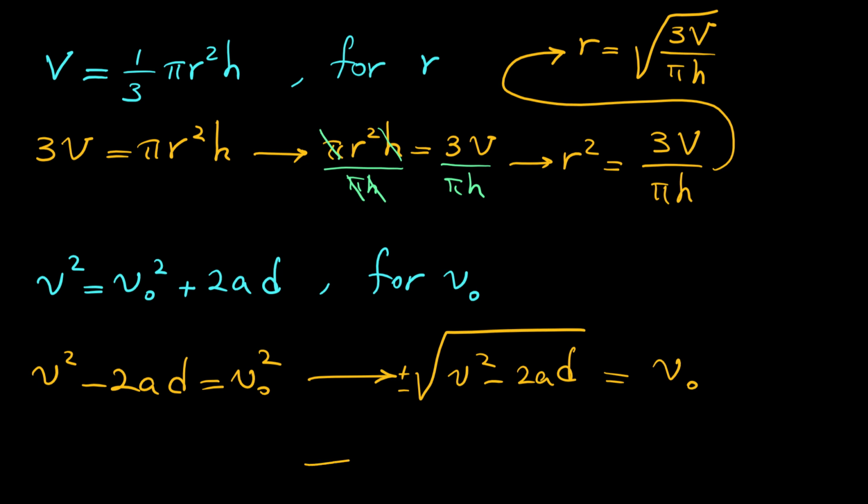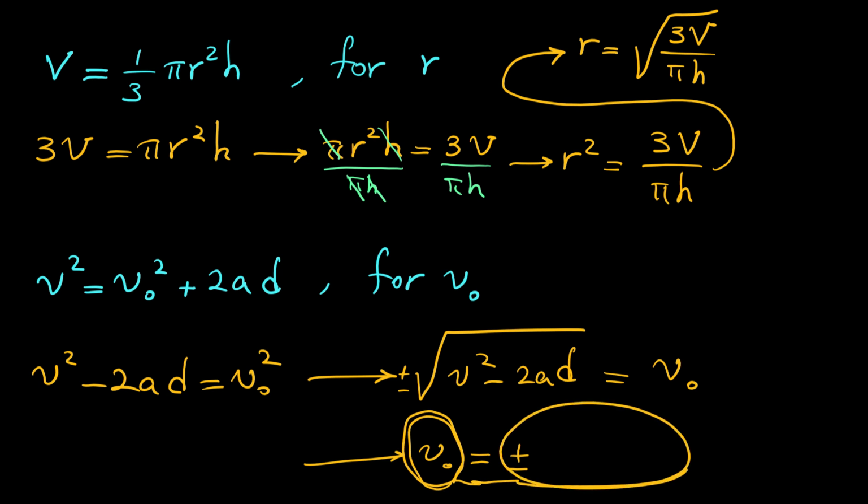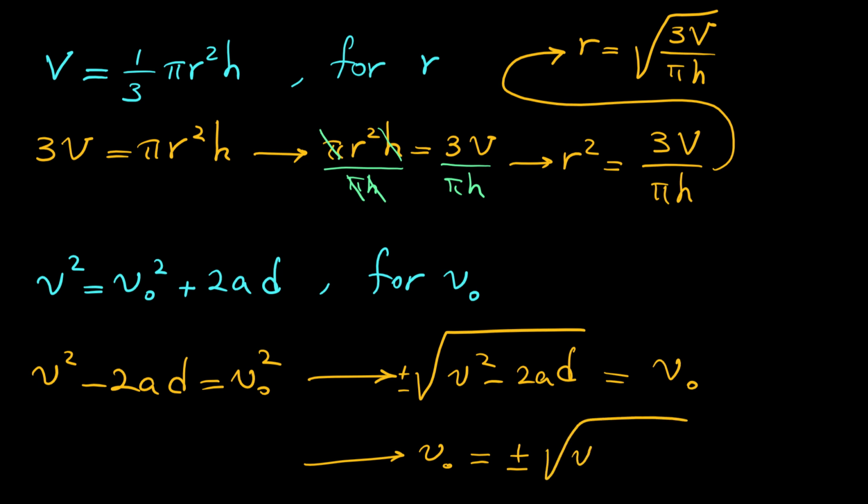Again, attention, it's better to write your answer in this form. v0 is plus minus. Always write the unknown that you are finding on the left and the answer on the right. So v0 is plus minus radical v2 minus 2ad.